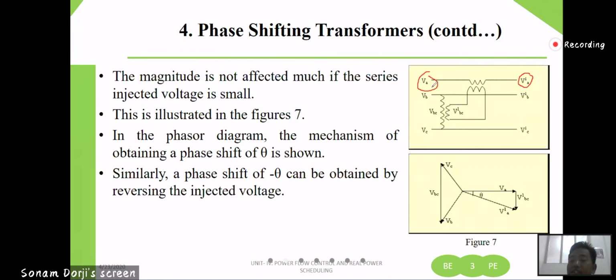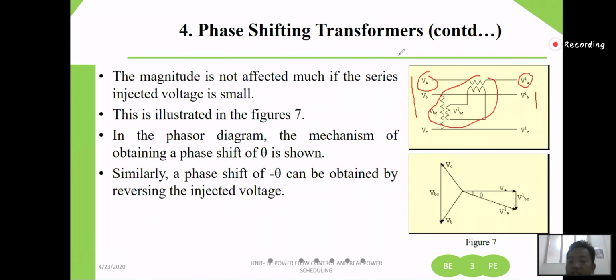Let's assume this is the sending end and the other one is the receiving end. From the sending end we are sending the VA, VB, and VC line voltages. But when you reach the receiving end, you will not get the exact VA, VB, and VC. The magnitude will be the same, but the phase angle will change. You will not get the in-phase voltage here. Here you will get a voltage I have denoted by VA1, which means there is some phase shift created by introducing this phase shift transformer.